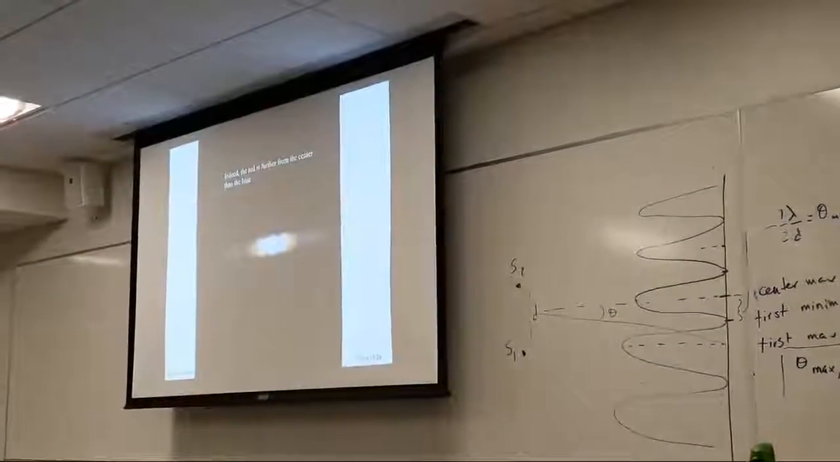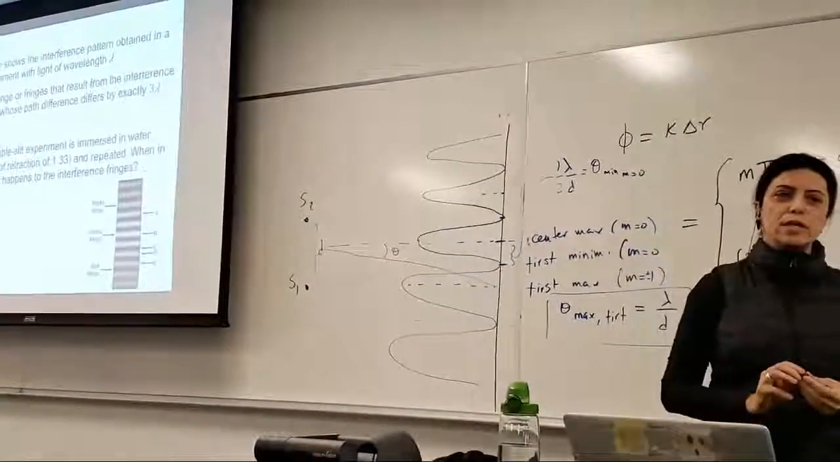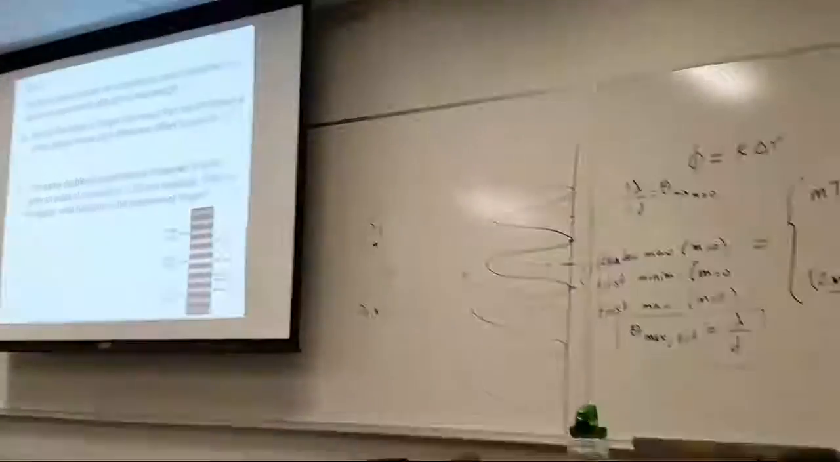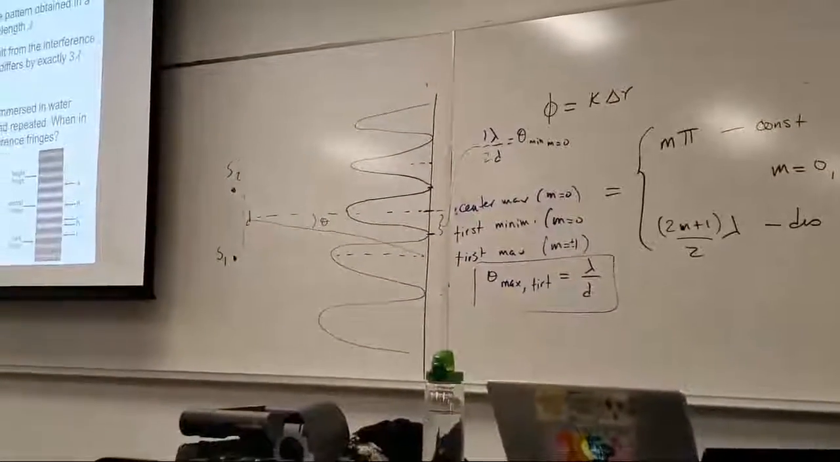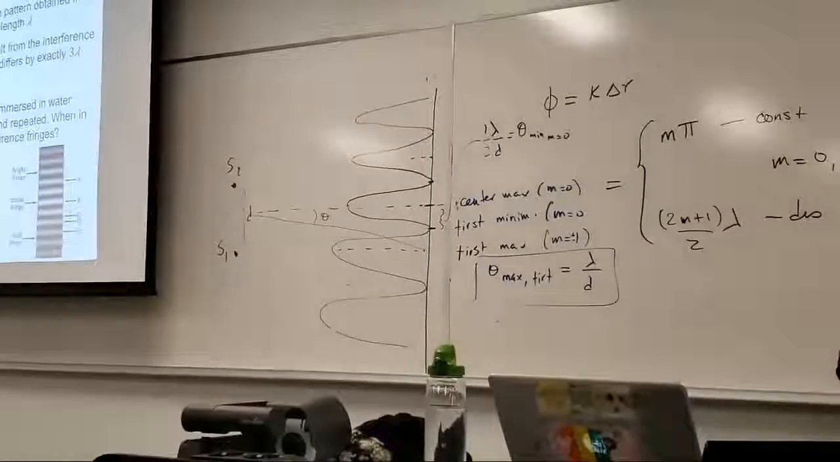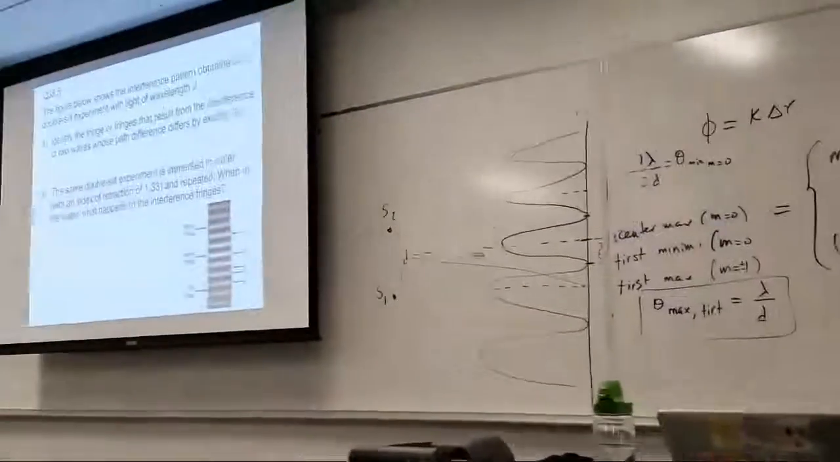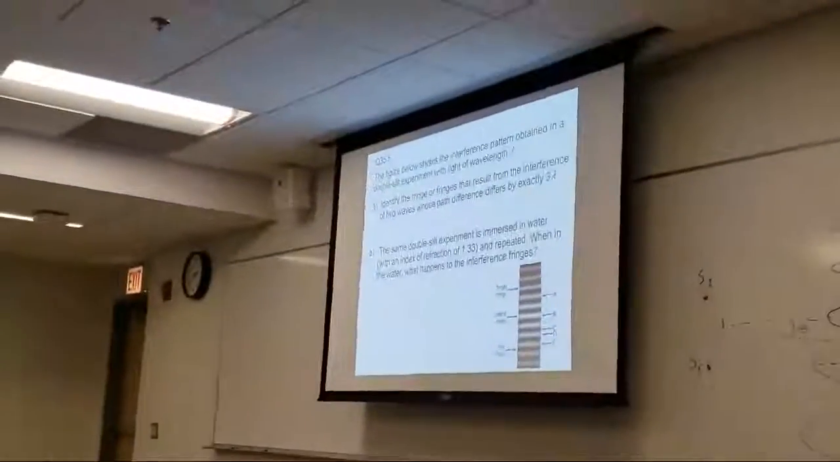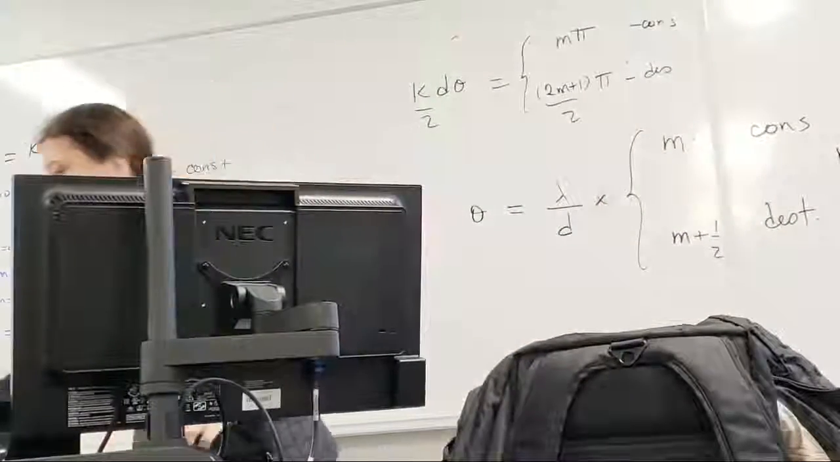Any questions? All right, so now let's do a problem. The figure below shows the interference pattern obtained in a double slit experiment with light of wavelength lambda. Identify the fringes that result from the interference of two waves whose path differs by exactly 3 lambda. The path difference, delta r, is 3 times lambda. I already erased it, but I can do it again.